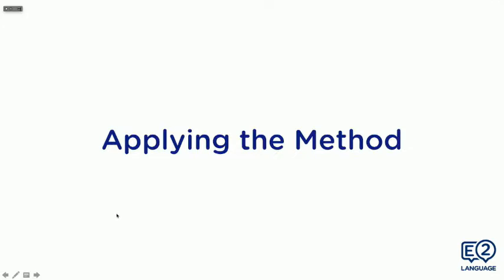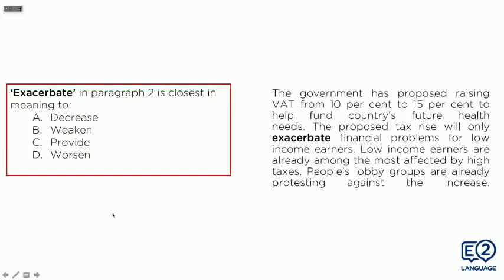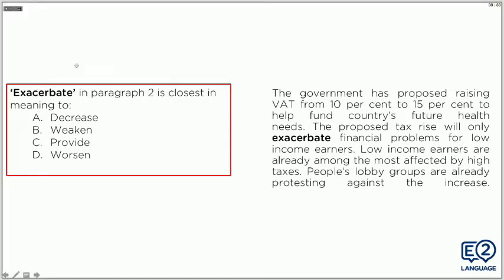So let's apply this method. Step 1, read the highlighted word in the question and look at the answer options. So we want to focus here first, of course. And the highlighted word or the emboldened word is exacerbate. Then we want to look at the answer options because we want to find out if exacerbate is closest in meaning to decrease, weaken, provide, or worsen. Well, we can't really tell just from looking at this. Maybe if you know this word, perhaps you can actually just select it immediately from these 4 options. But sometimes it won't be that easy.